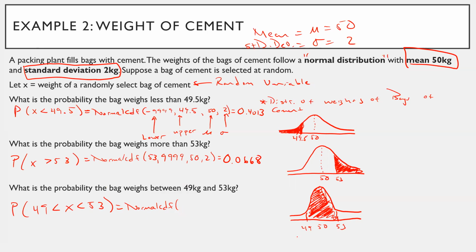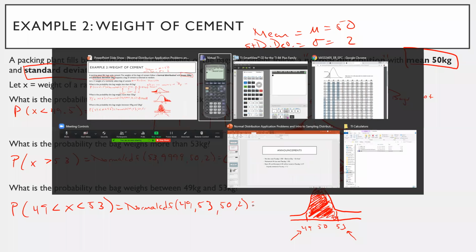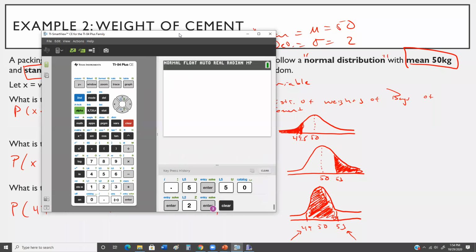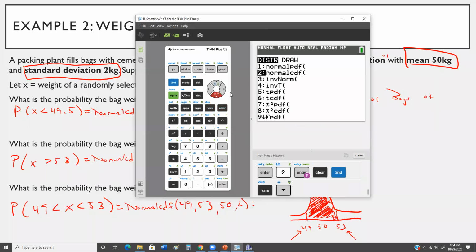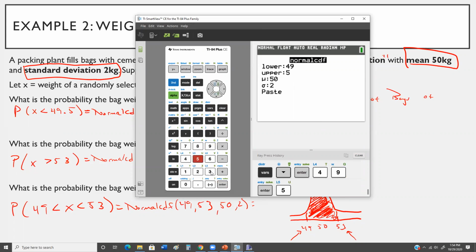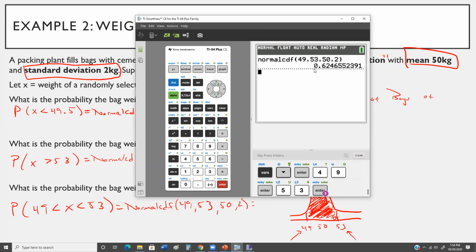Normal CDF, what's my lower here? Yep, so it's 49. What's my upper? Yep, and then the mean stays the same, 50, standard deviation of 2. I'll do it in the TI-84 this time. So second function distribution, normal CDF, you're going 49 to 53, mean of 50, standard deviation of 2. How many people got this? 0.6247 when I rounded it.